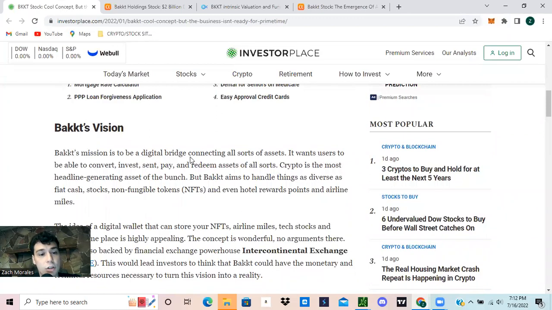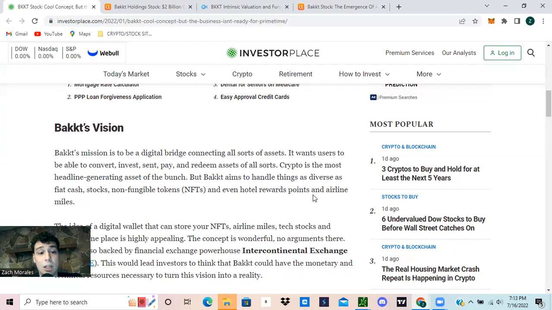So, BakktVision. They look to be a digital bridge connecting all sorts of assets. Crypto is its most headline-generating asset of the bunch, but they aim to handle things as diverse as fiat cash, stocks, non-fungible tokens, and even hotel rewards points and airline miles. That's something that's pretty revolutionary.